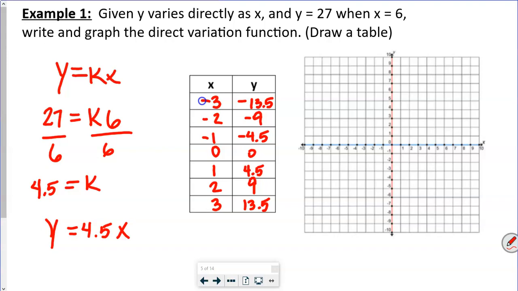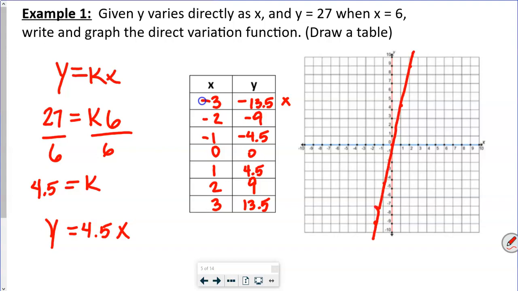Now all we need is a few points to graph this. We can't fit the 13.5 on the graph because it's more than the graph shows, but we can use negative 2, negative 9. So at negative 2, negative 9, we're down here, right about there. Then at negative 1, negative 4.5, we're about there. Then we've got 0, 0, then 1, 4.5 right there, and then 2, 9. So this would be about what our graph would look like. Let's see if I can do a decent job drawing this.